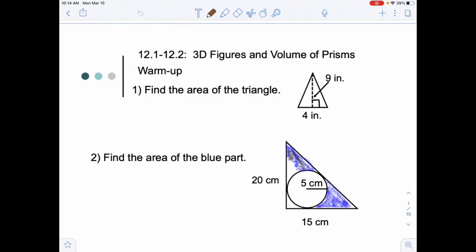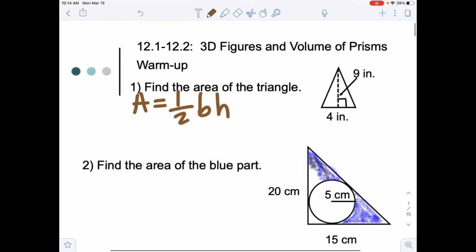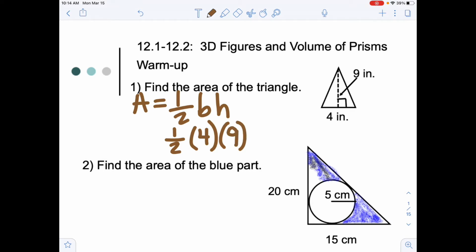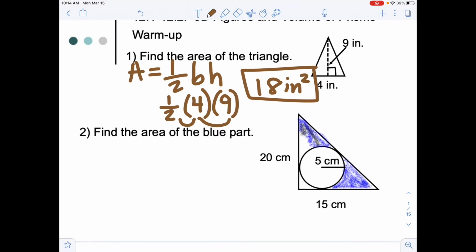So remember, the formula for area of a triangle is area equals 1/2 base times height. So we have 1/2 times the base of this triangle is 4 times the height is 9. Well, I know 1/2 of 4 is 2, and 2 times 9 is 18. So my answer would be 18 inches squared. Remember, we label area with squared units.